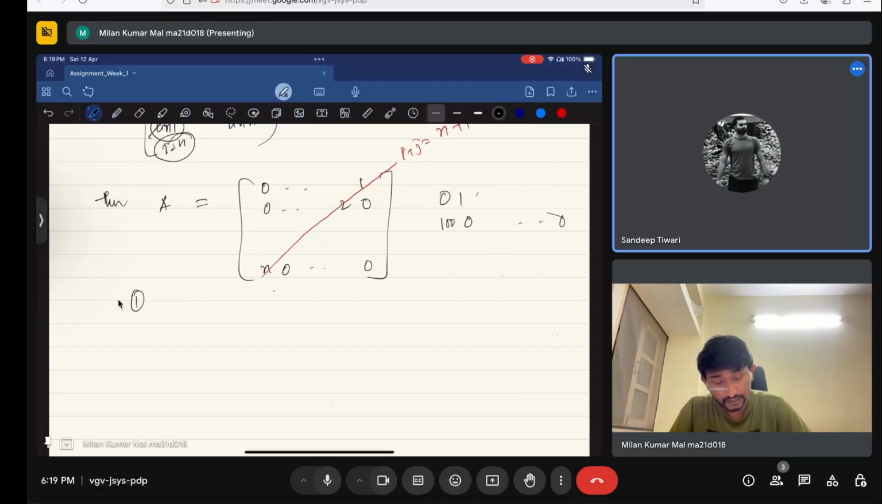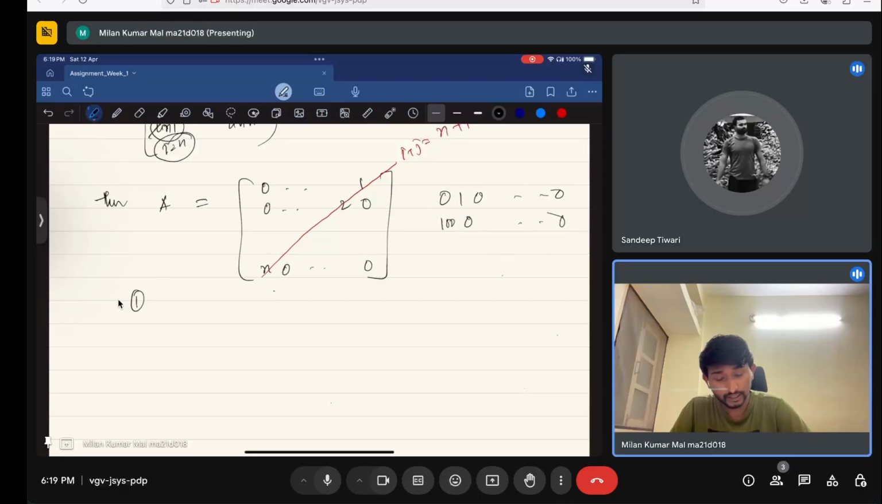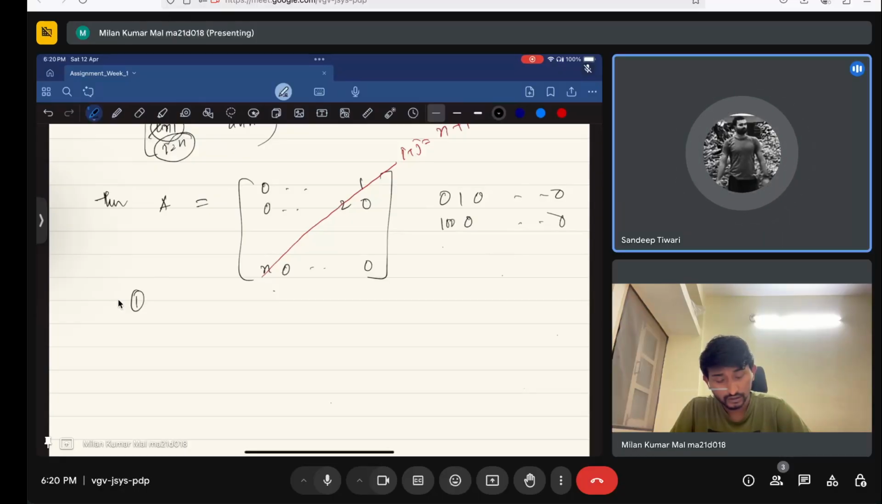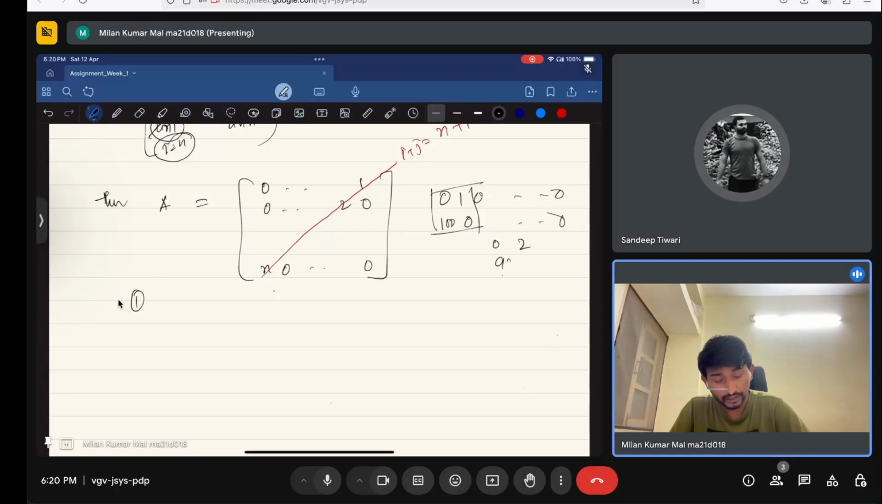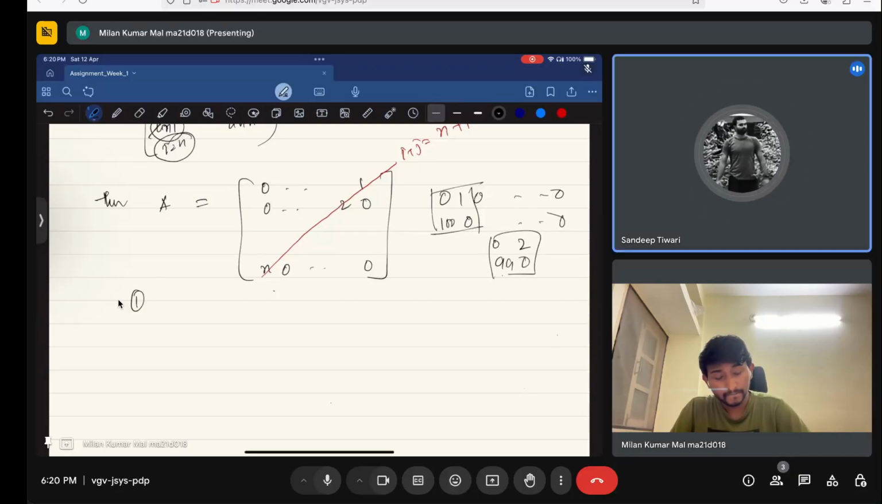So you are saying this type of matrix, right? The second block is 0, 2, 99, 0. This is the block, and it will go on like that.